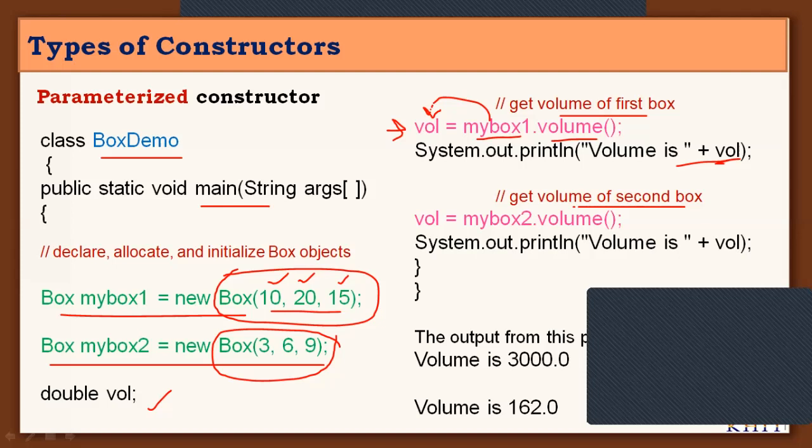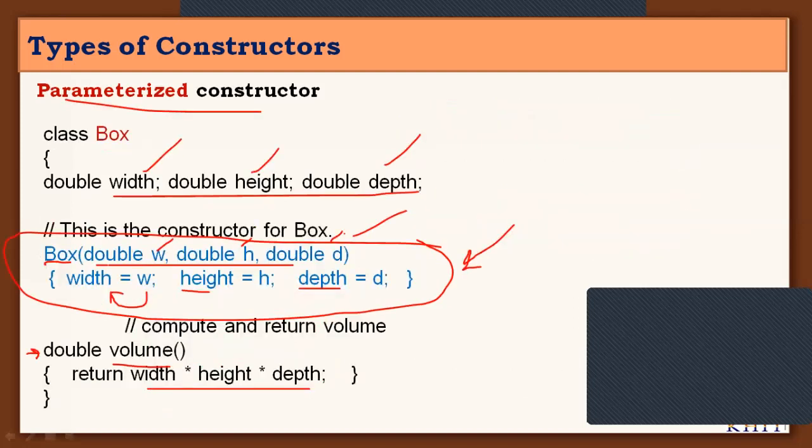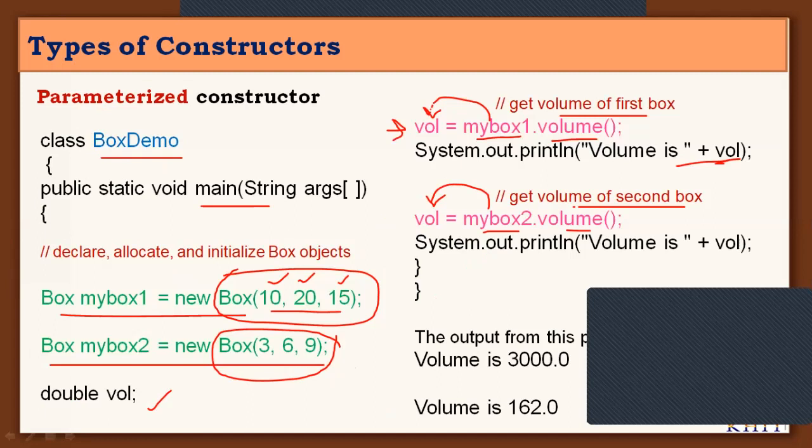The same procedure we follow for the second box to get its volume. Through the second box object, we call the volume method of the Box class, and it returns the volume. As you know, this is the volume method. It calculates the volume by multiplying these values, and it returns it when any object calls this method. The returned value is stored in the volume variable and displayed on the screen. So it gives the output as the volume of the first box is like this, and the volume of the second box is like this. Understood?